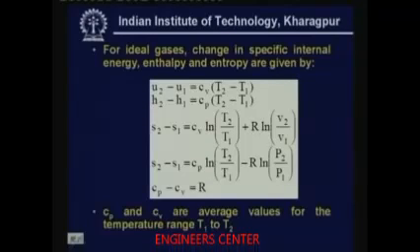And one thing I am sure you remember is that for an ideal gas the internal energy and enthalpy are functions of temperature only. From the equations you can see that the internal energy change is given by Cv into delta T, and for ideal gases Cv is only a function of temperature. So overall the internal energy change is only a function of temperature. Similarly, the enthalpy change is also a function of temperature only. Now let us look at real gases.